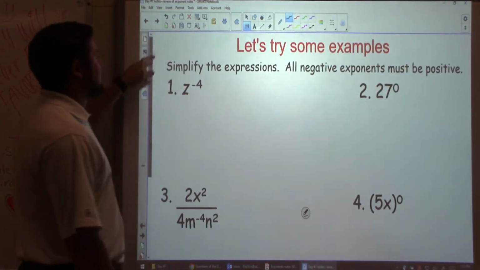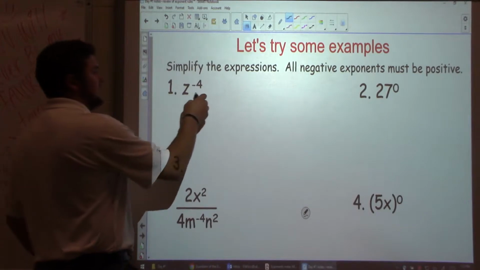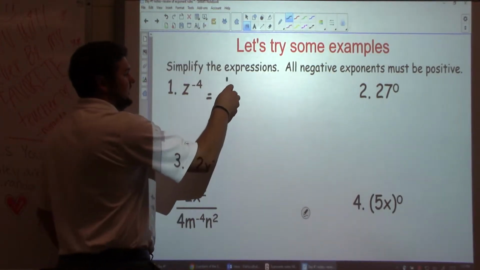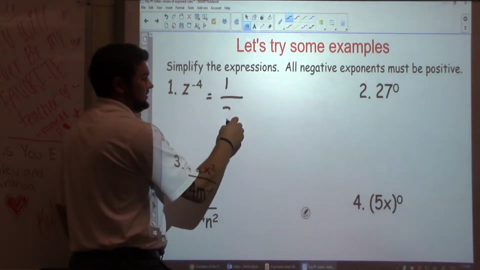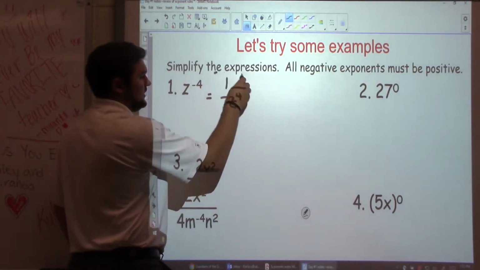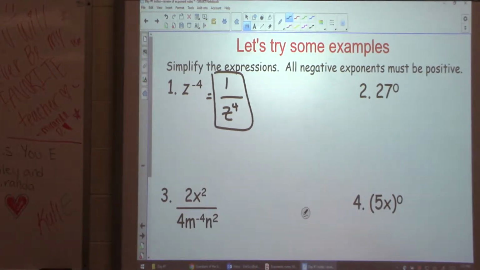Alright, so let's simplify the expressions. All negative exponents must be positive. First one, z to the negative 4th. We just said, if I want to make this a positive exponent so I can write an answer, right now it's technically in a numerator because it's technically over 1. I'm moving it to the denominator. It becomes 1 over z to the positive 4th. That's my answer. Right? Do not leave it as a negative exponent. Okay.